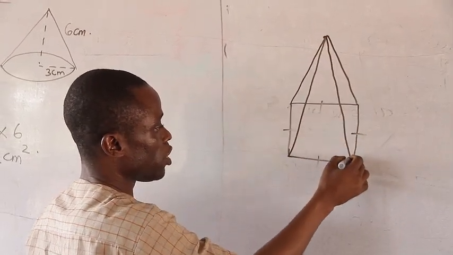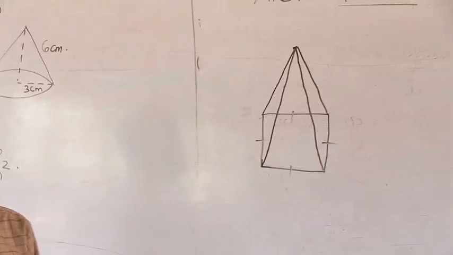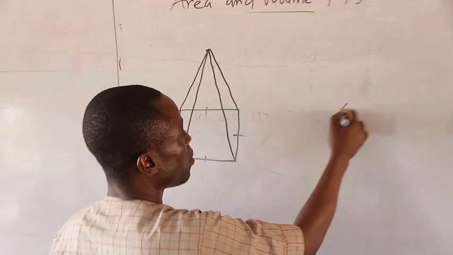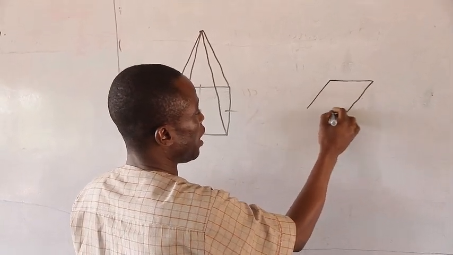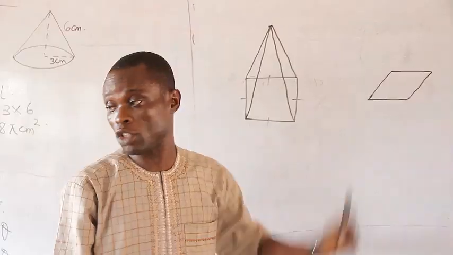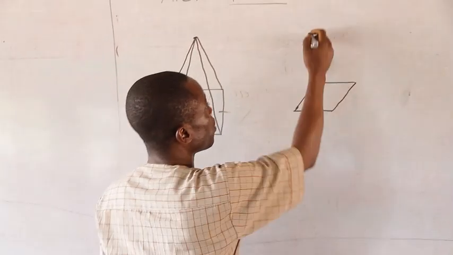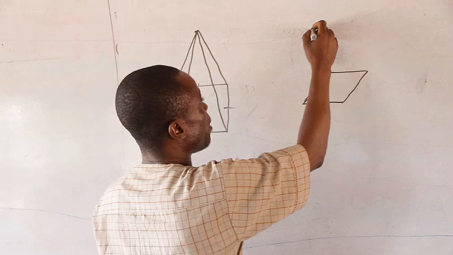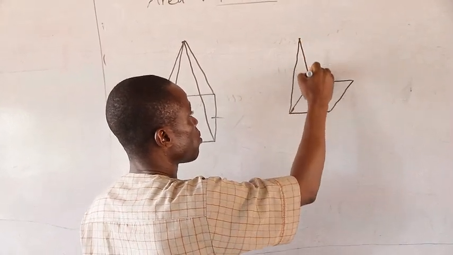This is a pyramid. Although we can still have it in this form. Look at the base. The base here looks like a rhombus, but it's a square. So I'm going to show you the model of this pyramid. So this is a square. We have a vertex here. Then you draw a line from here to this, another one.